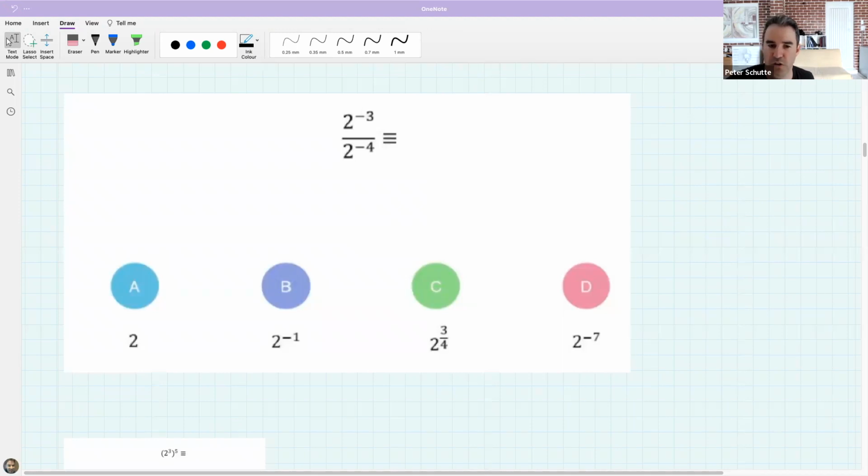What thinking is going through your head? So we are dividing, so the bases are the same. So we are going to subtract the exponents. Okay, so talk me through, 2 to the power of minus 3, and then what do I do? It's 2 to the power negative 3 minus negative 4, and then you get 2 to the power 1.